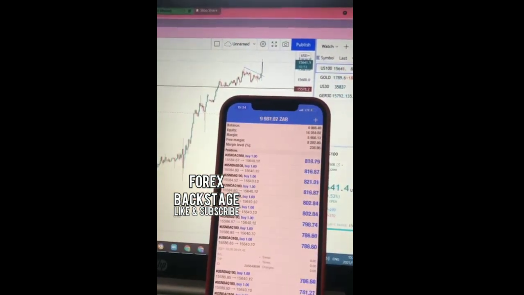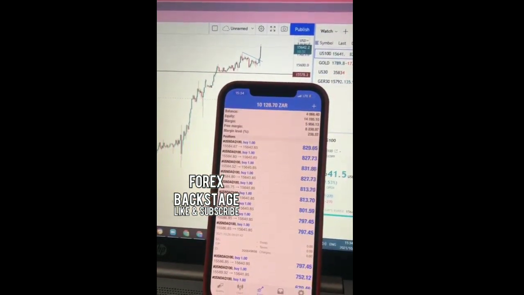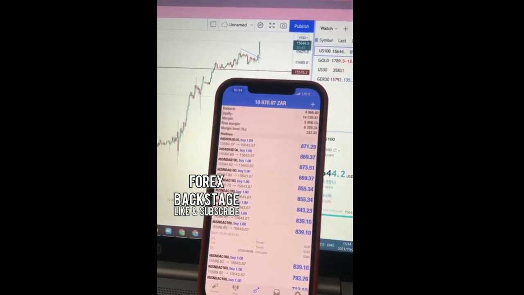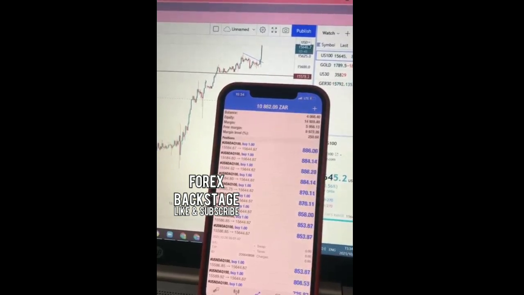Simple strategy. Yeah, man. No, you witness it. You saw it. Check, it's moving.